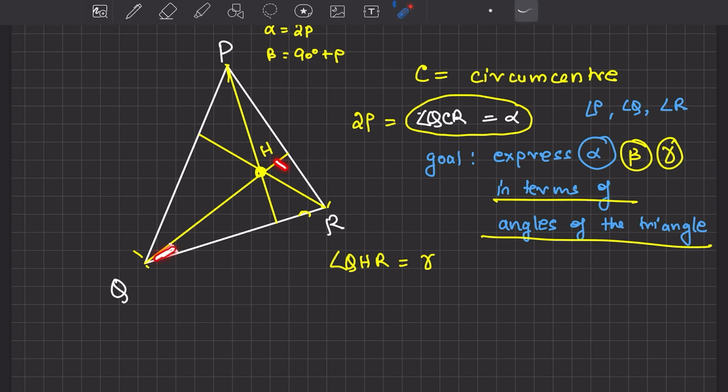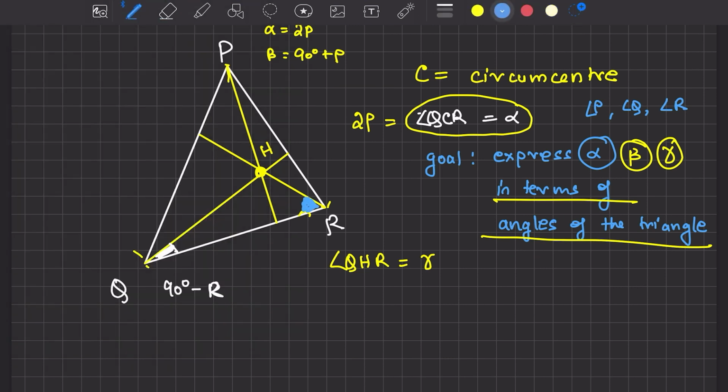So the angle right here, so this is 90 degree. This angle is 90 degree. So the angle right here is 90 degree minus R, right? This is 90, so the remaining two angles must add to 90. This one is R, so this one must be 90 degree minus R.